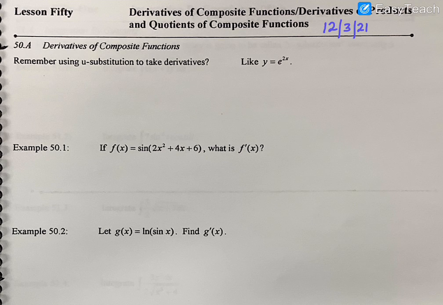Lesson 50 is our topic of conversation today. It's derivatives of composite functions, derivatives of products, and quotients of composite functions. Basically, we're still talking about product rule and quotient rule, and when we talk about derivatives of composite functions, those are functions within other functions, so basically chain rule today.